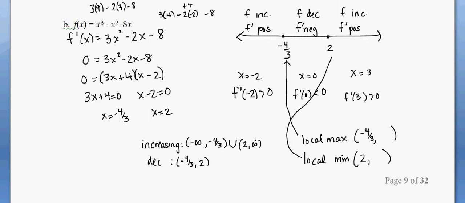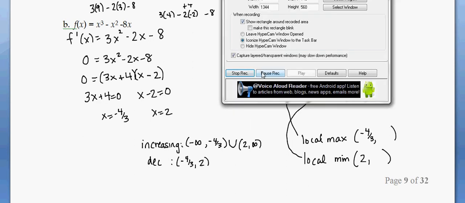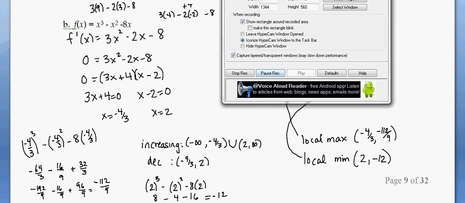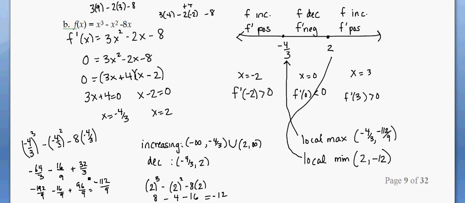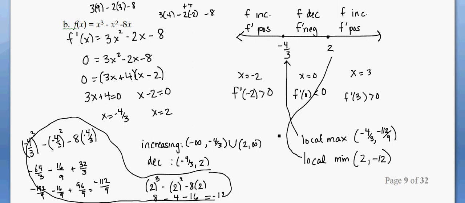So we plug these x values into the function, and it'll tell you the y-coordinate. Let me pause the video again to do that. Okay, so I did a little quick arithmetic over here. I'm not guaranteeing that this is right. I don't have my notes in front of me to double check my answers, and I'm doing it all by hand. I got a local max at negative 4/3, comma, negative 112 over 9, and then 2, comma, negative 12. So my arithmetic is here. If you spot a mistake, sorry about that. Okay, this video is getting long, so I'm going to stop it now.